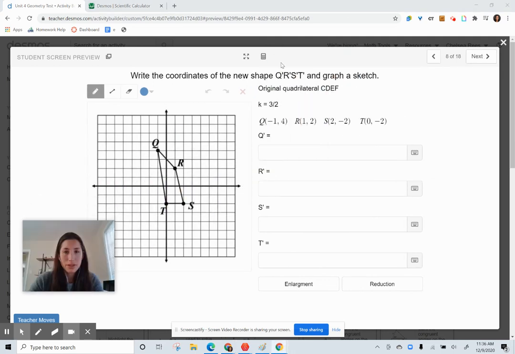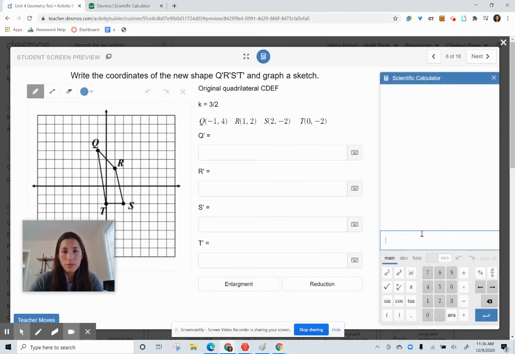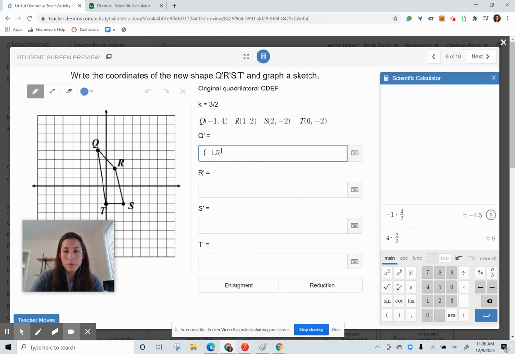Okay, and in our next figure here, we have 3/2. We're multiplying that with -1 times 3/2. And then we're going to multiply 4 times 3/2. So we will have our first coordinate at -1.5, 6. Our next coordinate, if we multiply 1, that's just going to be 3/2.